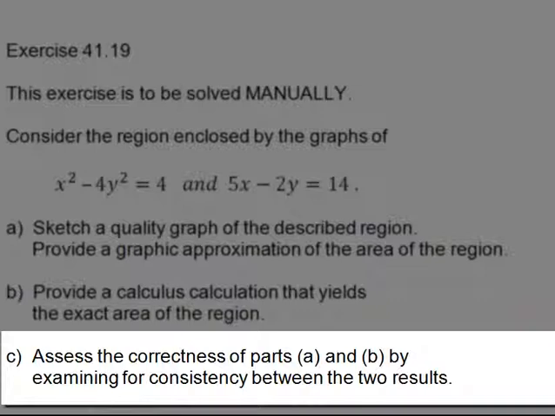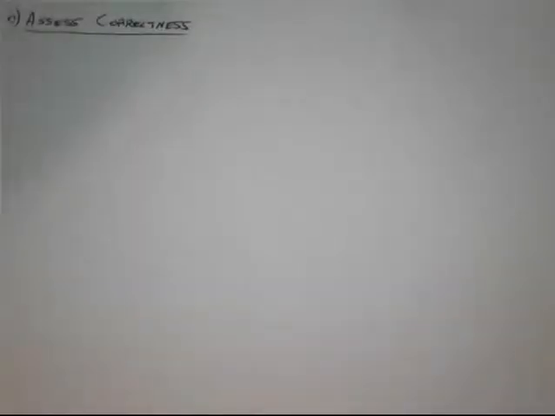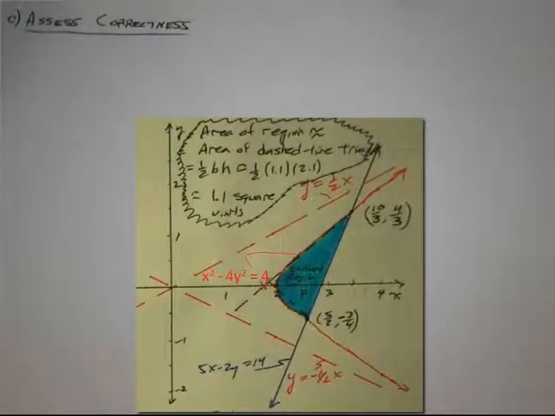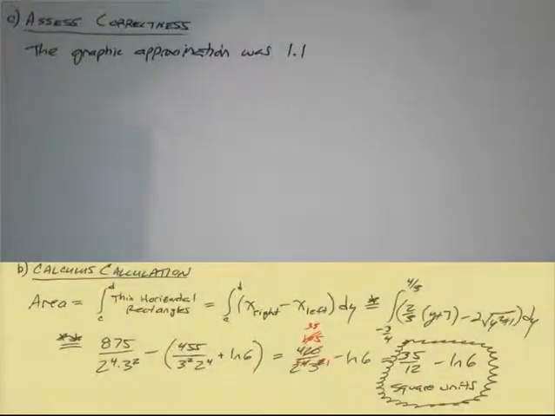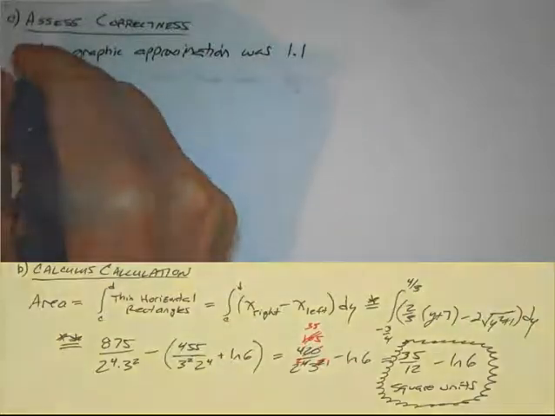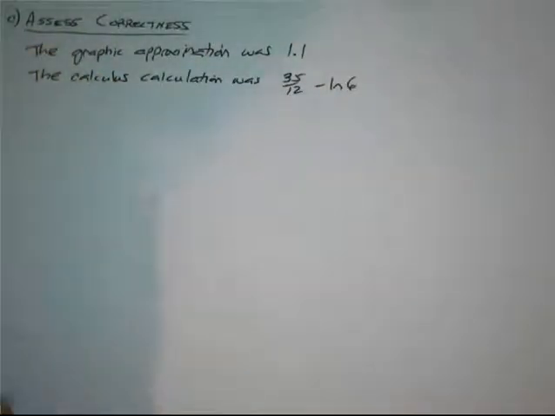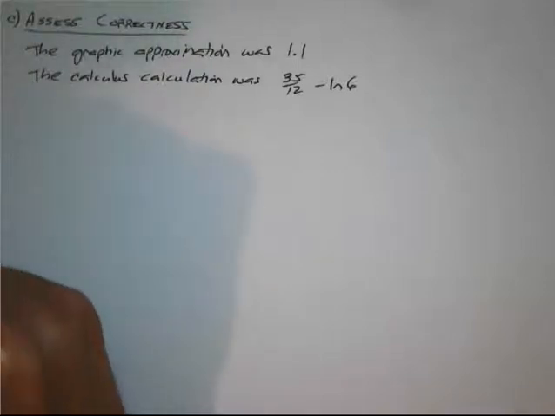Part C. Assess the correctness of parts A and B by examining for consistency between the two results. To assess correctness, let's go back and take another look at what our graphic approximation for the area was. That was 1.1 square units. And now let's take a look at our calculus calculation again. It was 35 over 12 minus natural log 6. To get an apples-to-apples comparison, we'll need this calculus calculation as a decimal number.